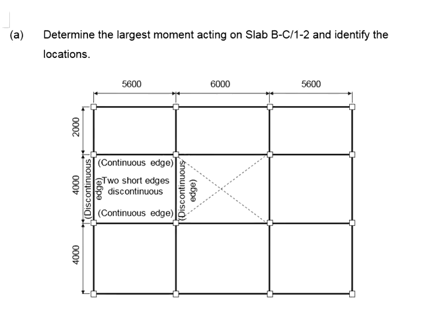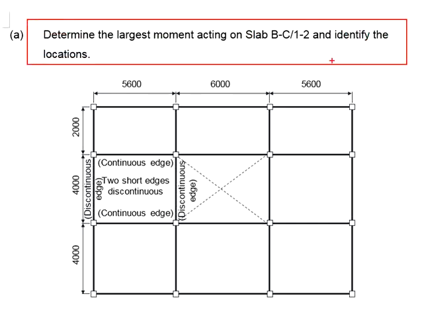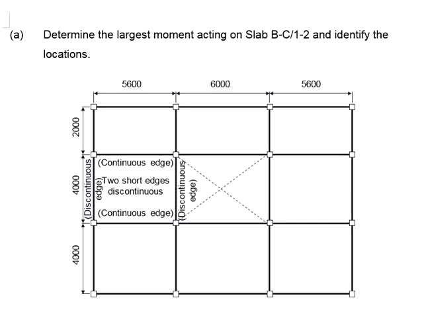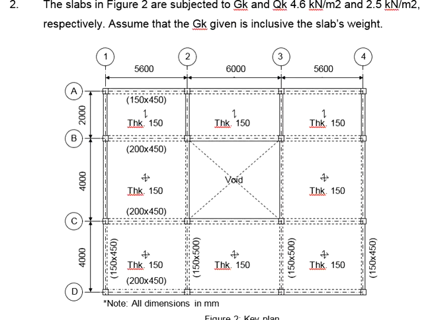Now let us look at the question. The question asks us to determine the largest moment acting on slab BC12 and identify the locations of the largest moment. First, you need to know which slab is BC12, refers to the key plan. BC12 is this slab. Based on the ratio, it is two-way slab. The thickness of the slab is 150.